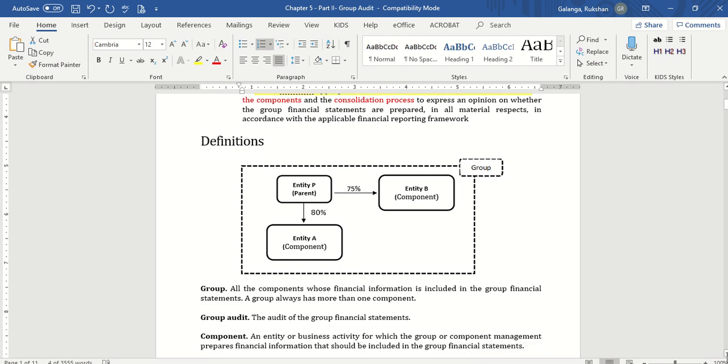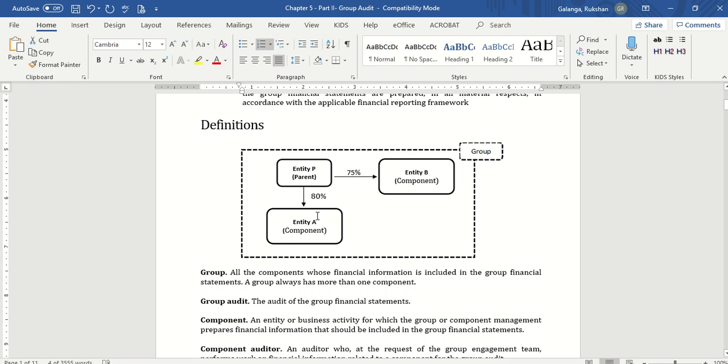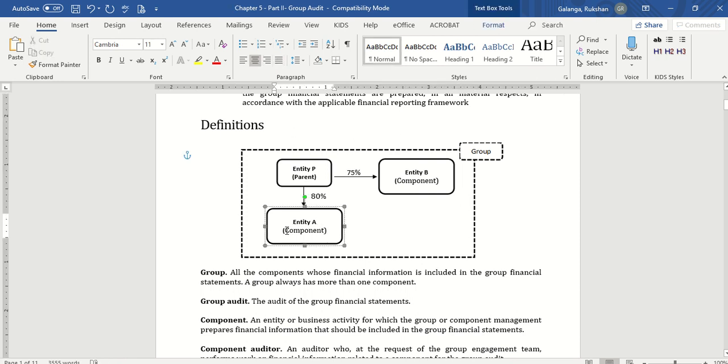So before that, we'll look at simply what it means by a group, right? In accounting terms, assume that entity P is a parent company, right? The parent company has acquired 80% of the share capital of the company or entity A. In accounting terms, we call it what? A subsidiary, right? In accounting we call this a subsidiary, isn't it? But from the audit perspective, the auditor's point of view, we don't call it a subsidiary, we call it what? A component, right? A component.